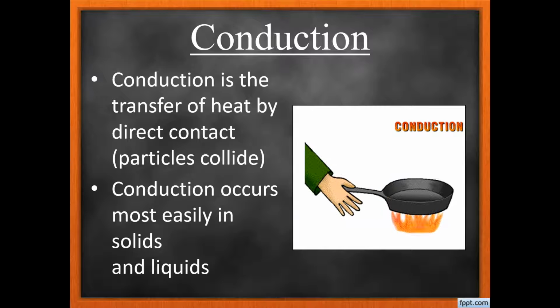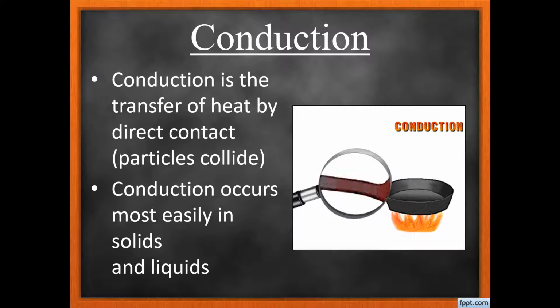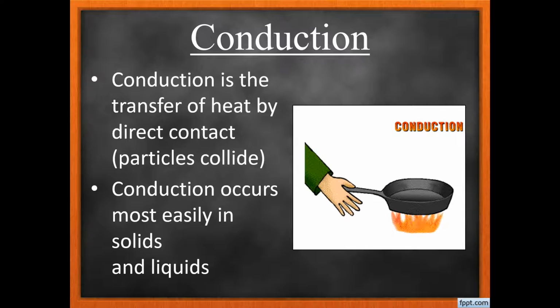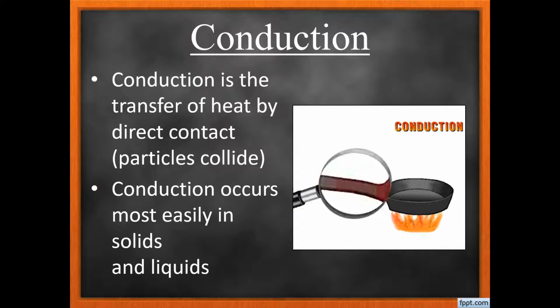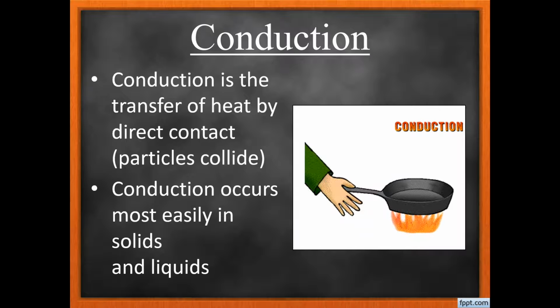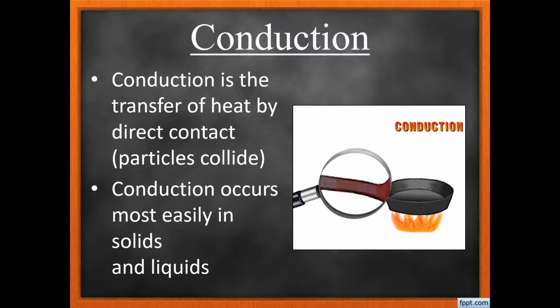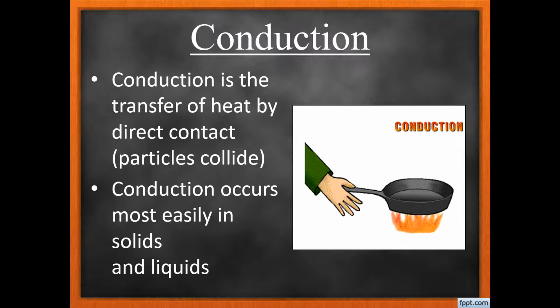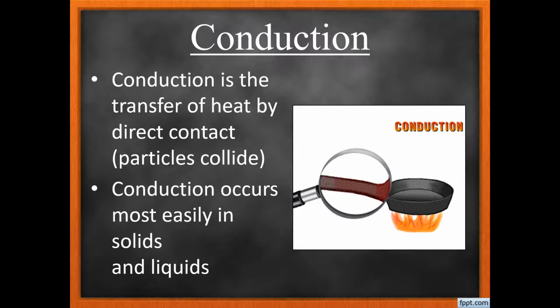So the fire is going to heat up the air. Those air molecules are going to bounce and hit the bottom surface of the skillet, and they're going to cause the skillet at the very bottom of it to start vibrating faster and faster. They're going to run and hit into their neighbors, which are going to cause them to vibrate faster and faster.